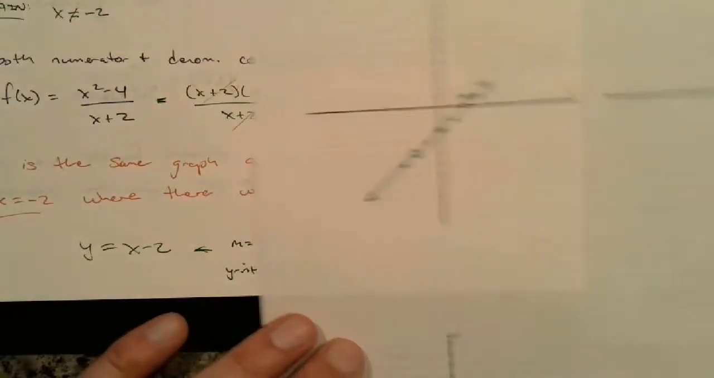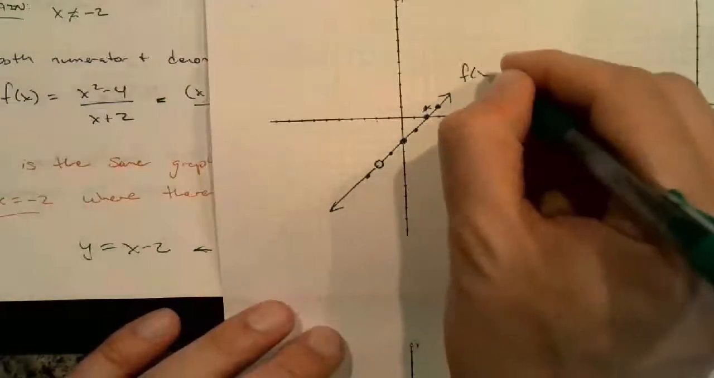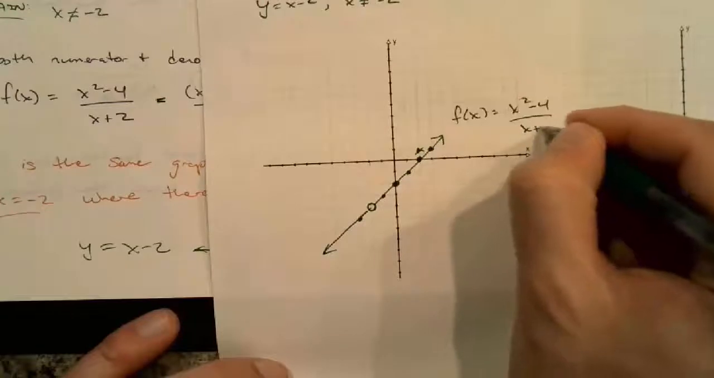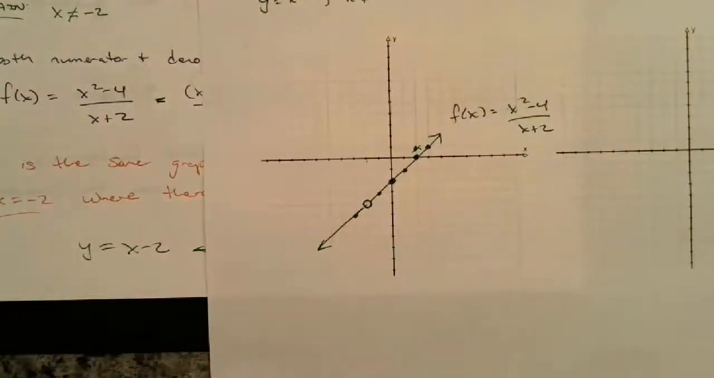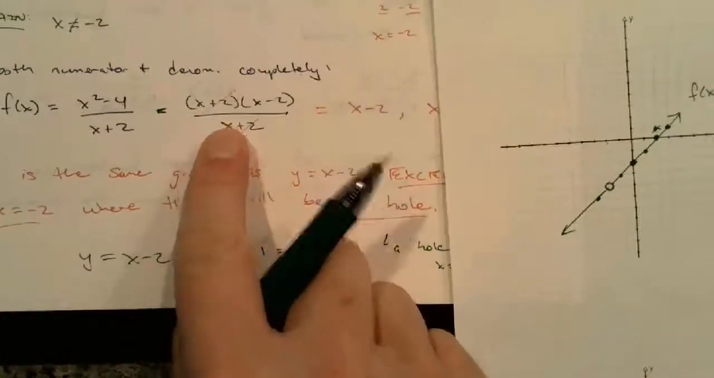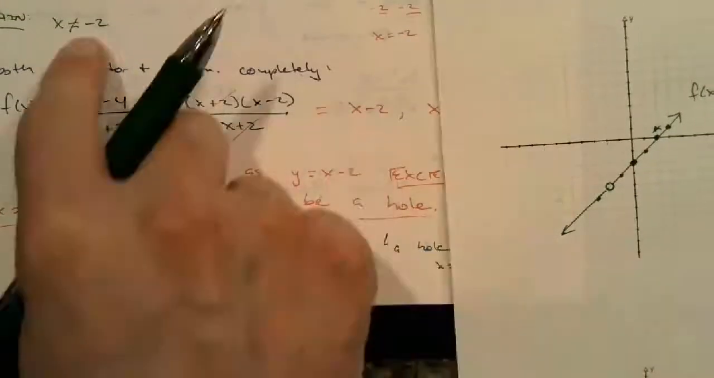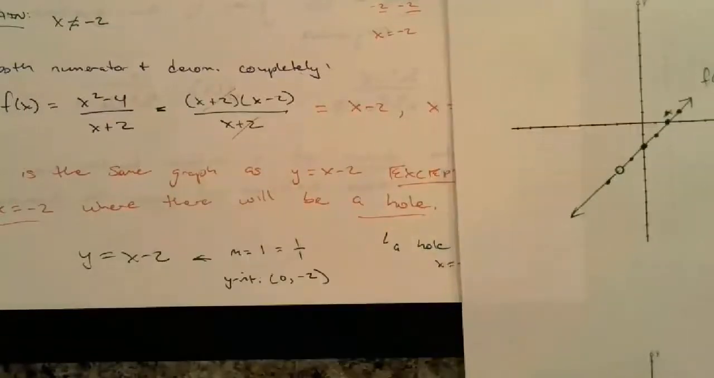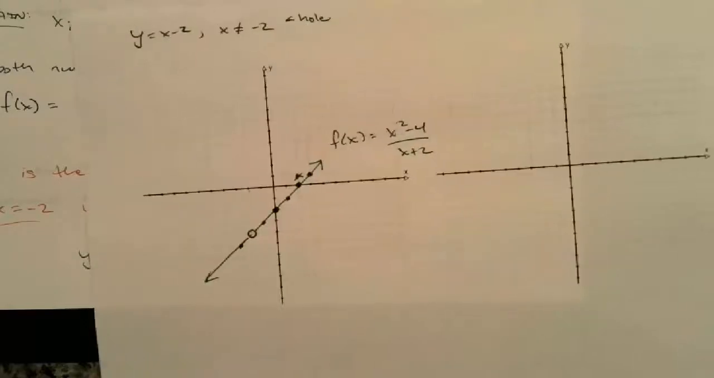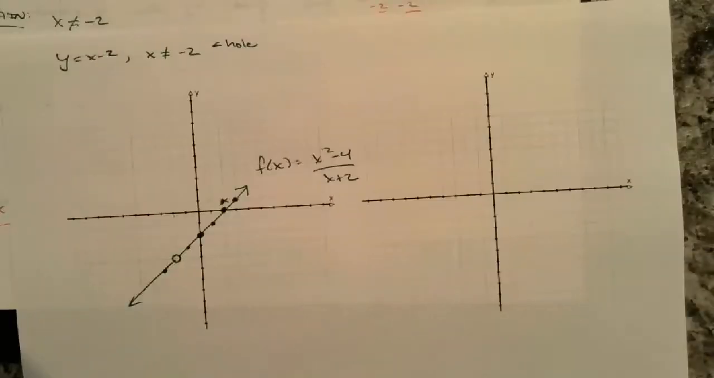So this function is still the equation of f of x equals x squared minus 4 over x plus 2. But it looks like the line y equals x minus 2, except it has a hole at the spot where you cancel those factors out. So that part in your domain is excluded. So it has a hole at negative 2. So hopefully this was a good refresher for polynomials and rational functions. You'll see a lot of this if you're working throughout calculus where you might have factors that cancel.